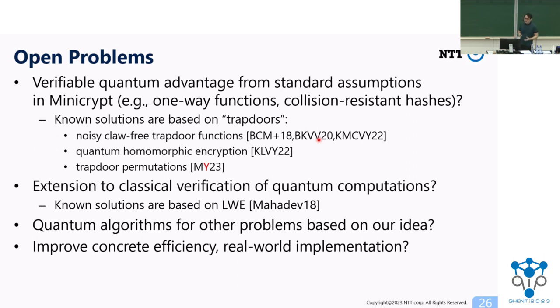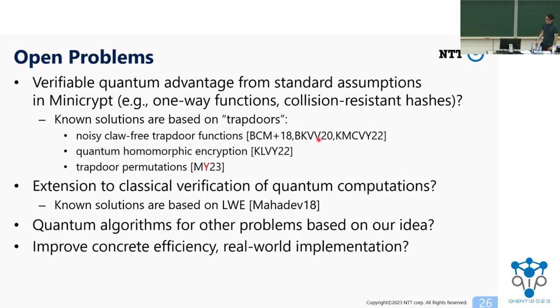And the assumptions in mini crypto include one-way functions and collision-resistant hashes. I know that there are several known constructions of verifiable quantum advantage from standard cryptographic primitives like claw-free trapdoor functions, quantum homomorphic encryption, or trapdoor permutations, but all of them rely on some sort of trapdoors, or in other words, public key crypto. But our work demonstrates that such a trapdoor or public key crypto is not inherent for obtaining verifiable quantum advantage. So it is an extremely interesting problem to study if it is possible to get verifiable quantum advantage from that kind of assumption in mini crypto.